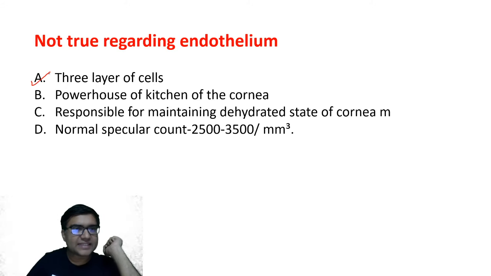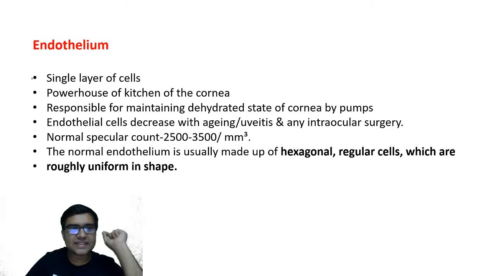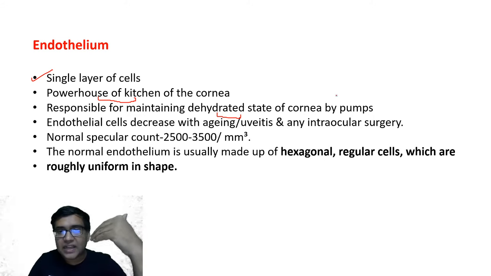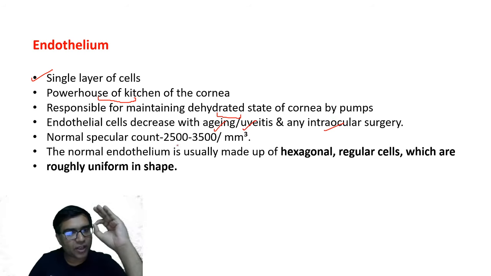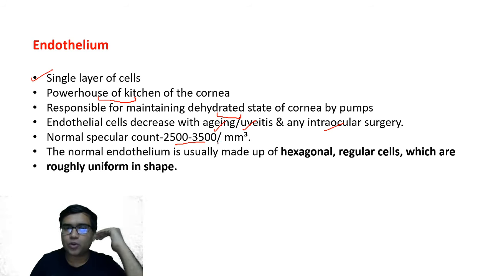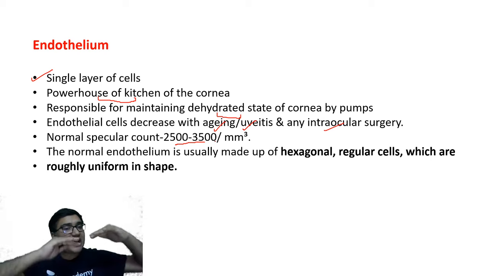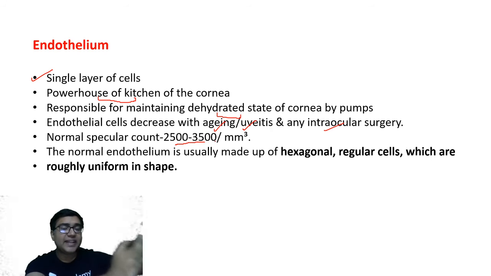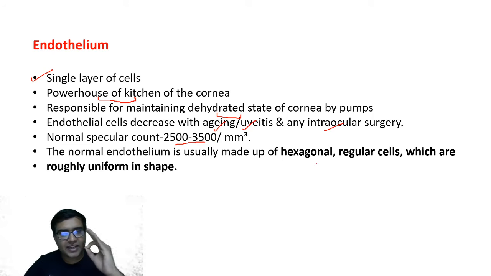So very good, the answer here is A. Remember, endothelium does not have three layers of cells, it is a single layer of cells, also called the powerhouse of the kitchen, responsible for maintaining the dehydrated state of cornea by the pumps. Any intraocular surgery or uveitis or aging would decrease the specular count, which normally is 2500 to 3500 per millimeter cube. The endothelial count is maximum when the baby is born, and with age it starts decreasing. It is made up of hexagonal regular cells.